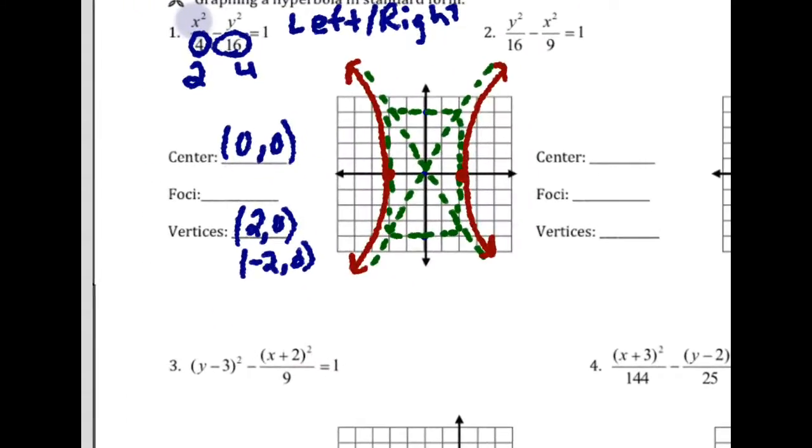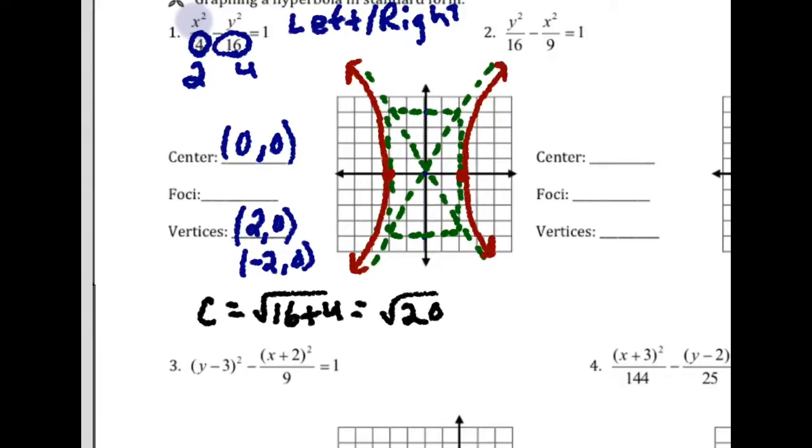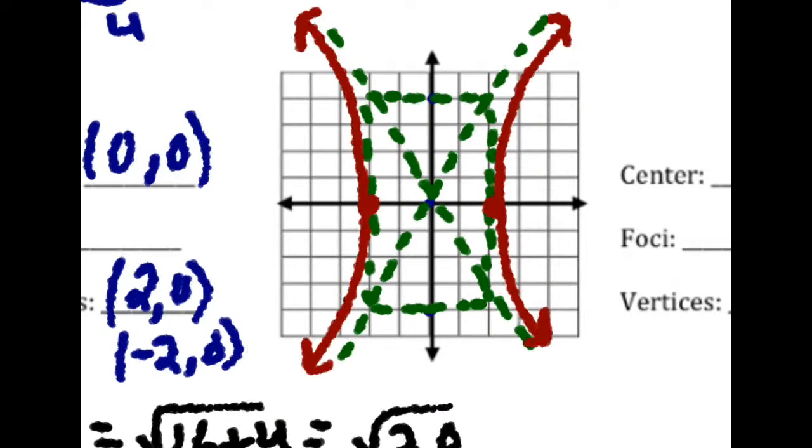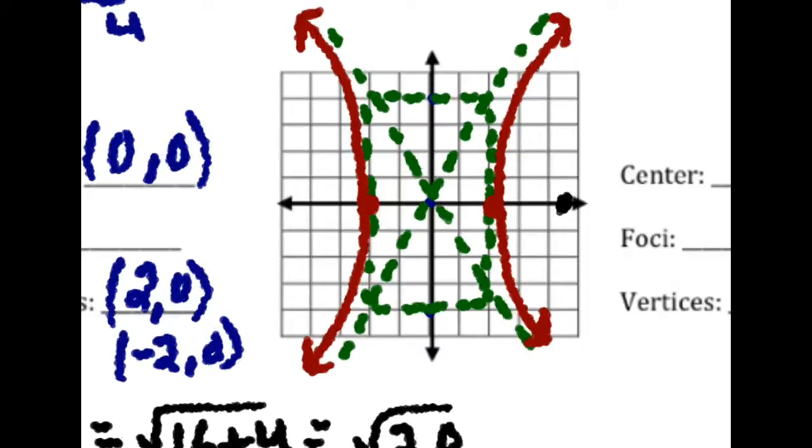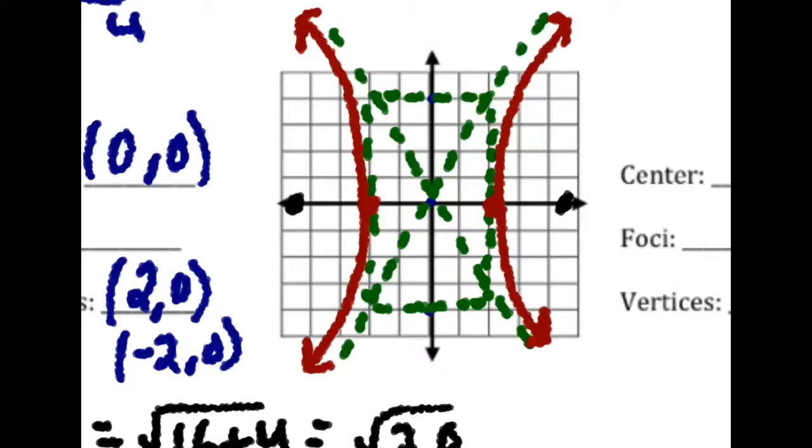In calculating the foci, we're just going to use that formula that was up above, that c equals the square root of a squared plus b squared. So what we have is c equals the square root of, now the a squared was 16, the b squared was 4, so c is the square root of 20. Now if you estimate the square root of 20, that's approximately 4.5. The foci are going to be, I'll zoom back into the graph, about 4.5 from the center, so 1, 2, 3, 4.5. That right there is a focus point. And then over there on the left, that's where your other focus point is.